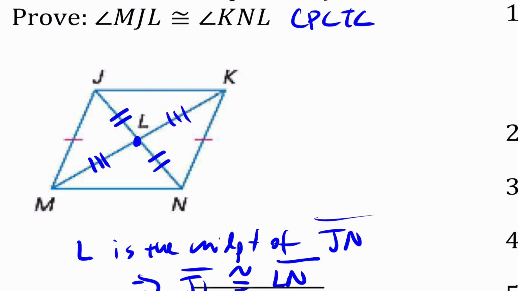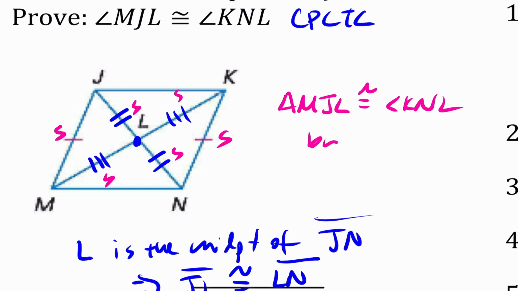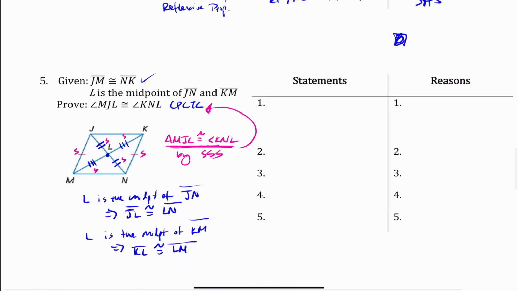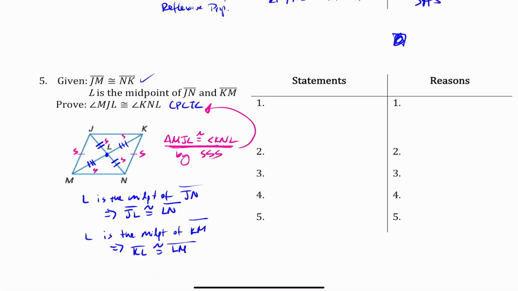Are these two triangles congruent? Well, let's take a look. So this side here and this side here corresponds. This side corresponds with that side, and this side corresponds with that side. So triangle MJL is congruent to triangle KNL by side. And since this is what we need, because if these two triangles are congruent, this is where we can apply CPCTC. Okay, so that's the goal.